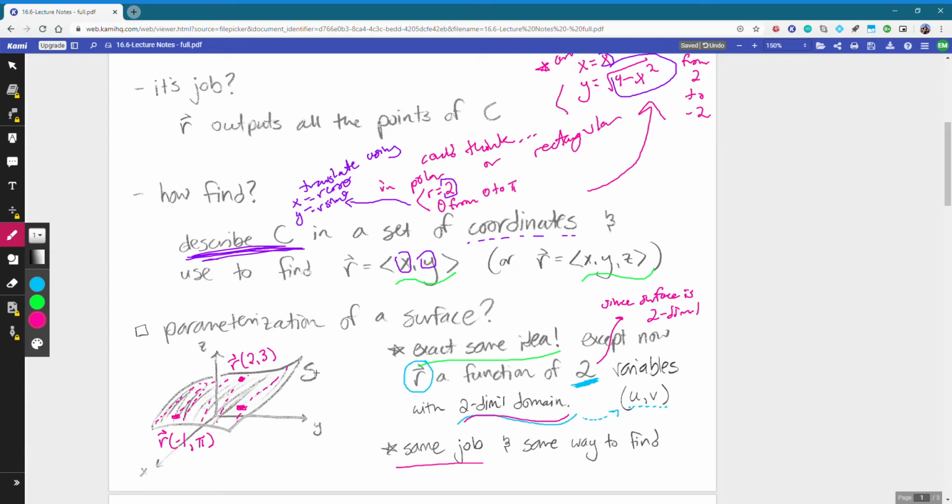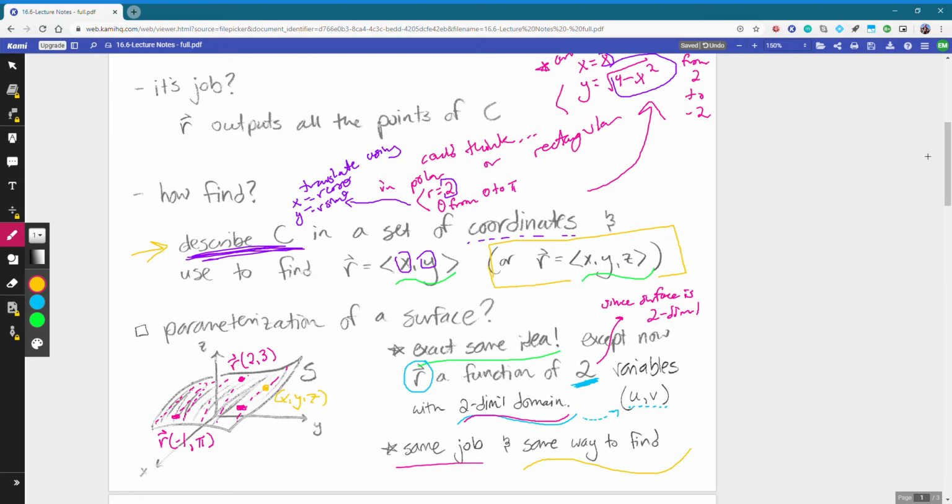So it has the same job of outputting all of our points, and in fact, we have the same way to think about finding these parameterizations in terms of describing, in this case, our surface in a set of coordinates, and then using that to find x, y, and z, always in this case, because our surface lives in 3-space. So each point here on our surface is an x, y, z point that we need to describe and get through our parameterization.